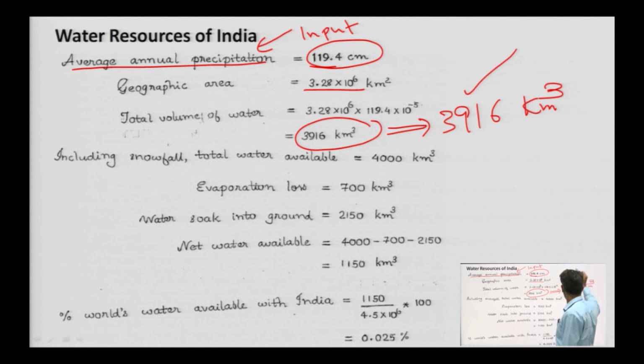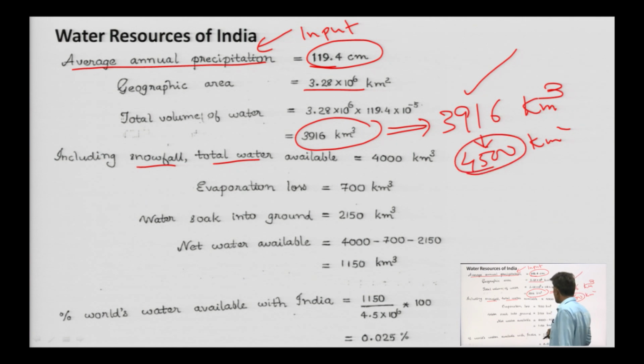This one water, okay, 3196, including snowfall, total water. This is due to precipitation, and due to snowfall and total water precipitation, it is 4000. It is 4000 kilometer square. So, out of this 4000 kilometer square, we must have the calculation for its losses.